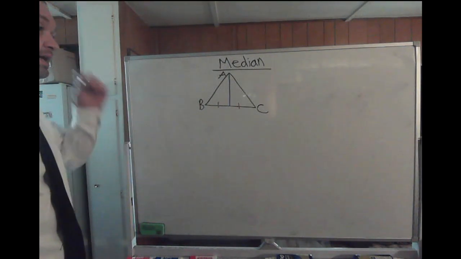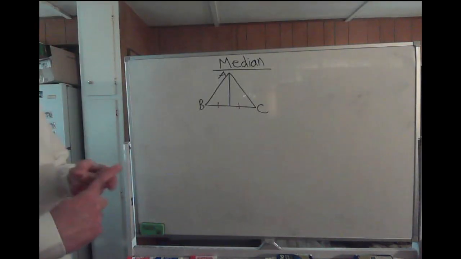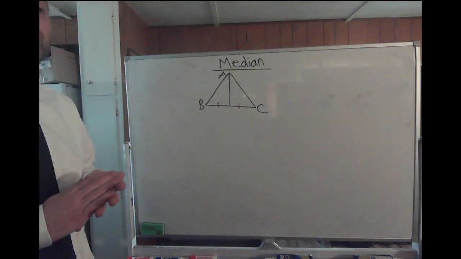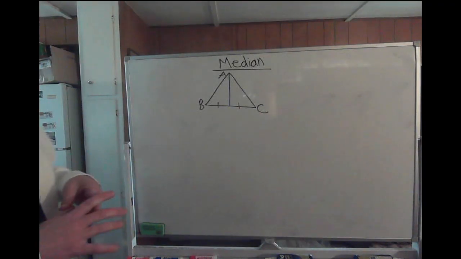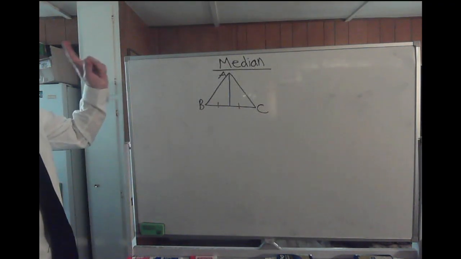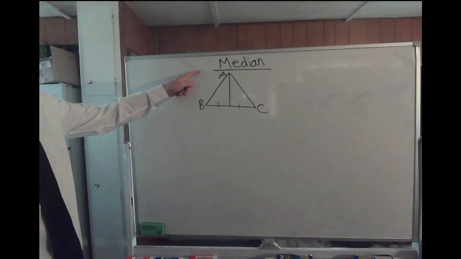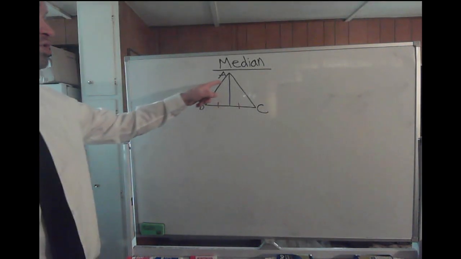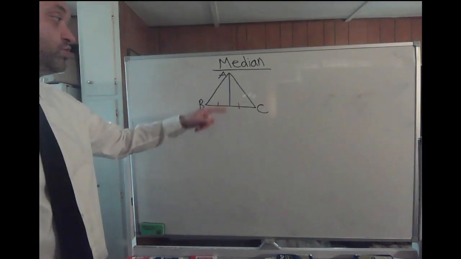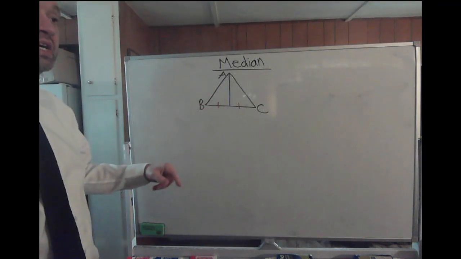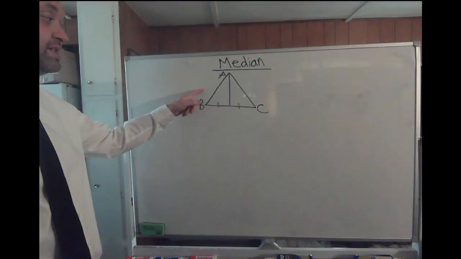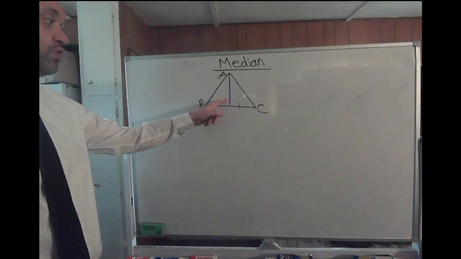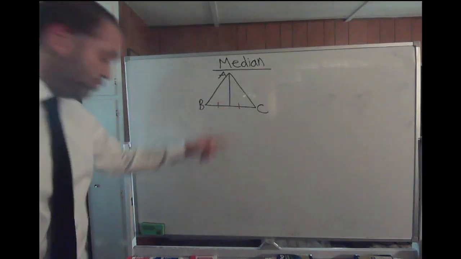So today we're going to talk about medians, altitudes, perpendicular bisectors, and then we get 4 new theorems that we're going to prove today. So we're going to talk first about the median of a triangle. The median of a triangle is simply a line drawn from any vertex angle of a triangle to the midpoint of the opposite side. So in triangle ABC, we have this line in blue drawn to the midpoint of BC.